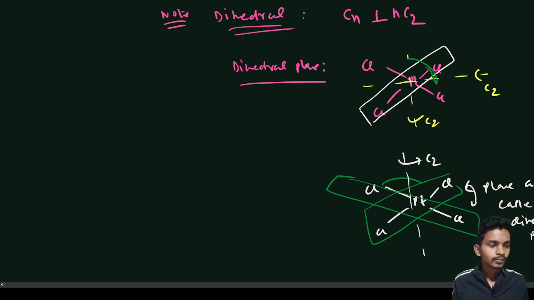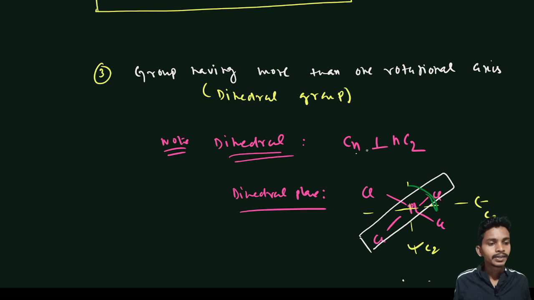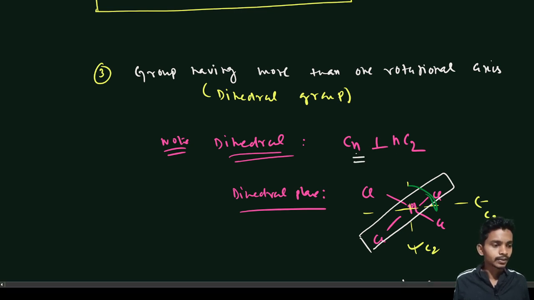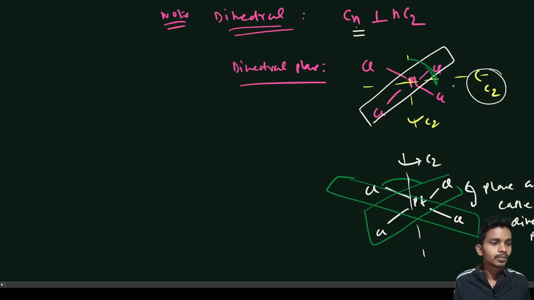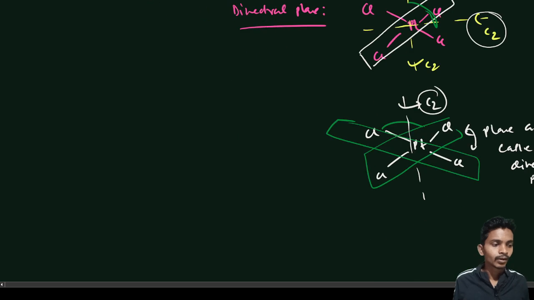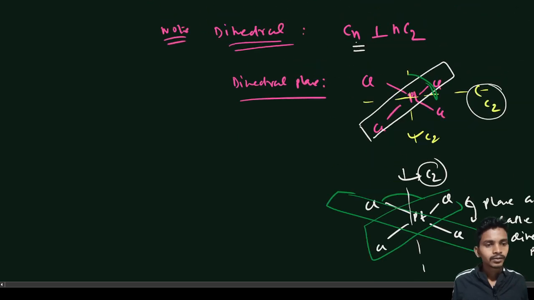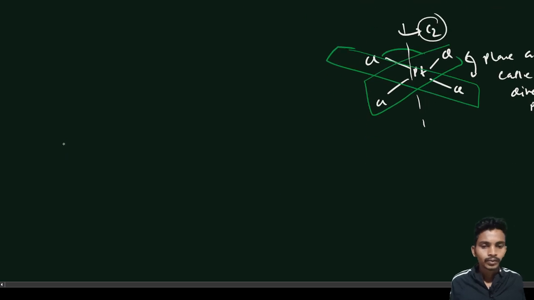Now, why am I discussing dihedral and dihedral planes? Because dihedral means more than one rotational axis, that is, Cn perpendicular to nC2, where Cn is the principal axis perpendicular to the C2 axes. So C2 must be present in dihedral groups, and that C2 should be perpendicular to the principal axis.